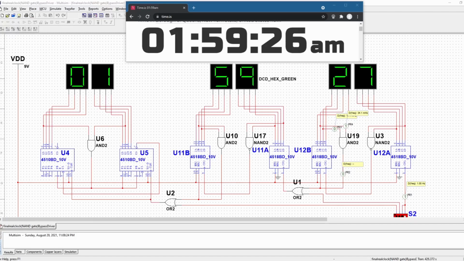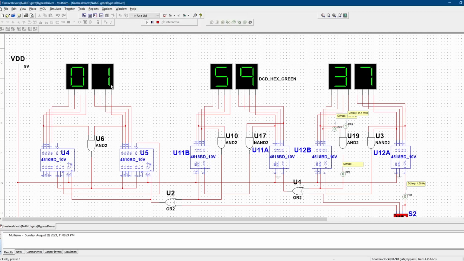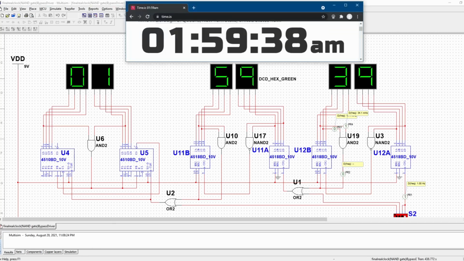Okay, so here we are once again. It is about 30 seconds until 2 a.m. So what we expect to see is the hour to be at 2, and then we expect the minutes to go to 0 once the seconds reach 59. So we should see 2:00, 2 a.m.